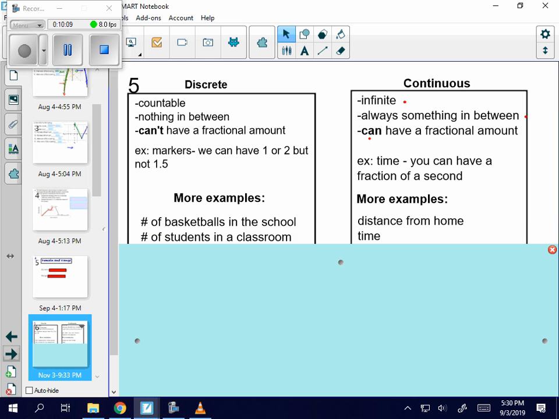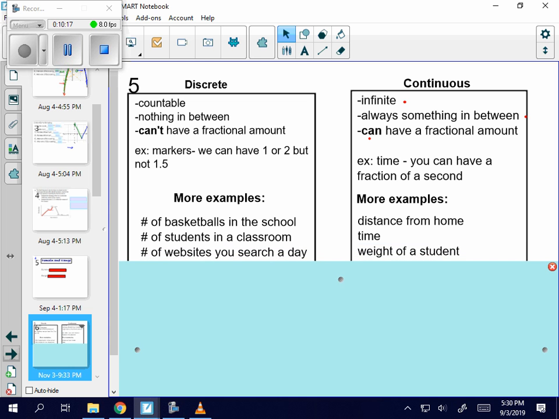For discrete, a good example would be the number of students in the classroom. For continuous, time is continuous. For discrete, another example would be the number of websites you search a day. You can't surf half a website. If you looked at it, it counts. Weight is continuous because I can hand you a penny and you suddenly weigh a little bit more. I could hand you a grain of sand and you weigh a little bit more.